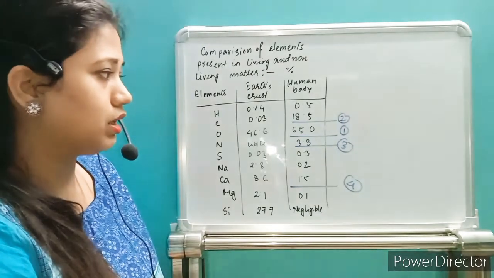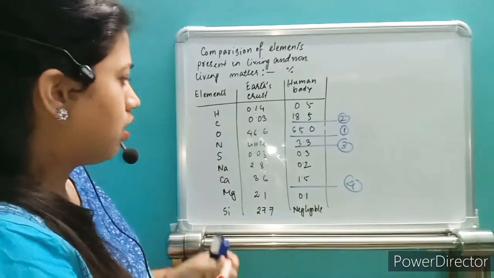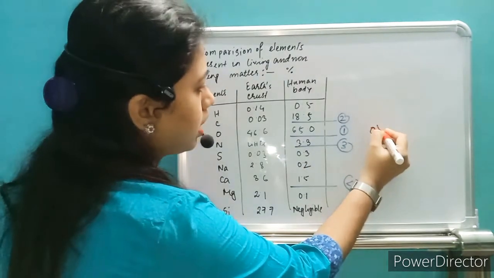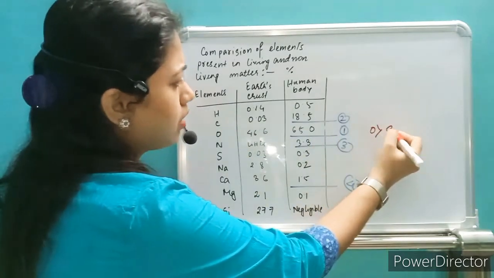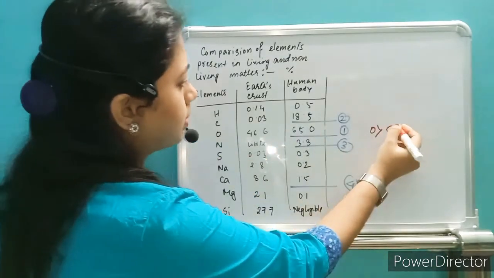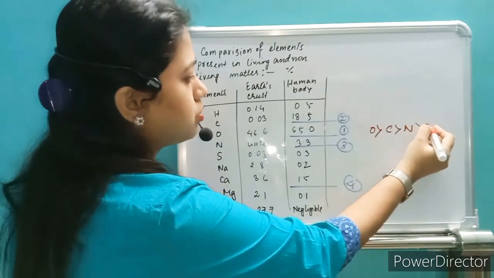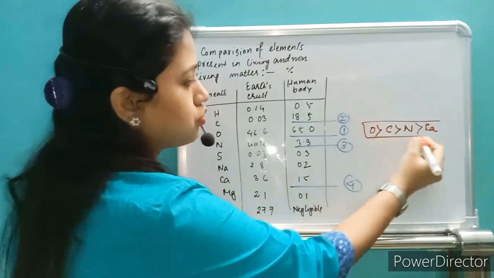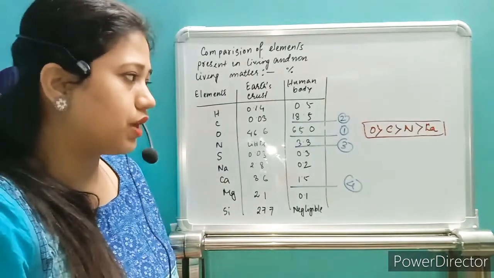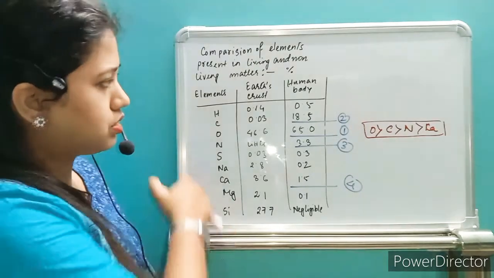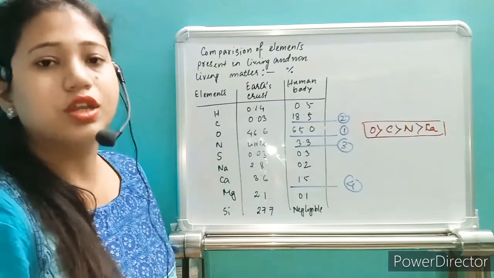So what will be the order of the percentage of elements? First you will get oxygen in the highest percentage of 65%. Then we will have carbon. Then the third one we have nitrogen. Then the fourth one you have calcium. So this is about the percentage of elements. Only up to this you have to remember, not more than that. About this chart you have to remember only this much, not more than that. So that's all about the video.